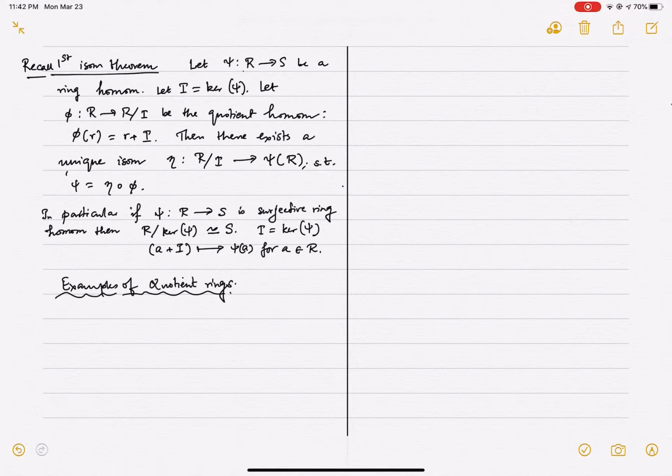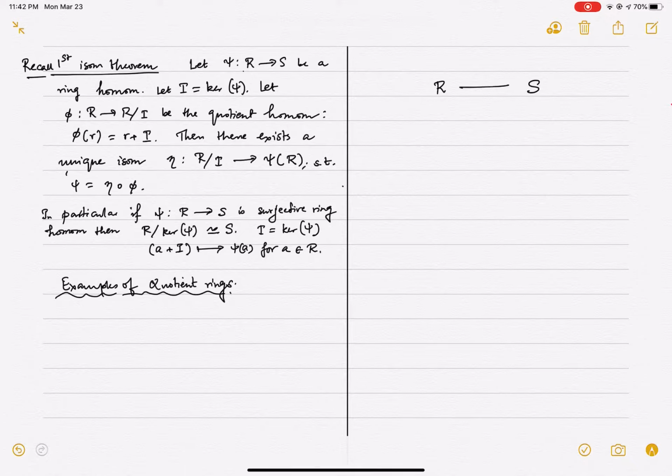Let me give some examples of quotient rings, meaning identify some quotient rings with rings that we have already seen. And all the verification will use the first isomorphism theorem. So here is the first isomorphism theorem again. Up here, let me remind you, and slightly differently.